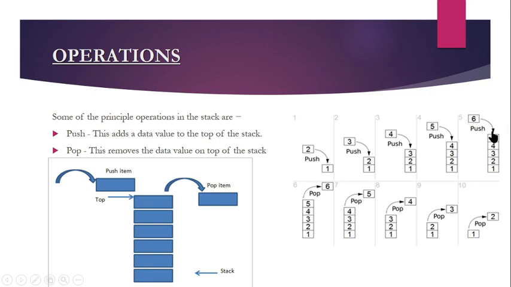I'm sorry, 6 is inserted here according to this diagram. So that means you have 1, 2, 3, 4, 5, 6. If you want to pop, 6 is going to be popped out first, and then 5, and then 4, 3, 2, and 1 go on. This is how you have to insert or remove an element, and we use the terms push and pop.